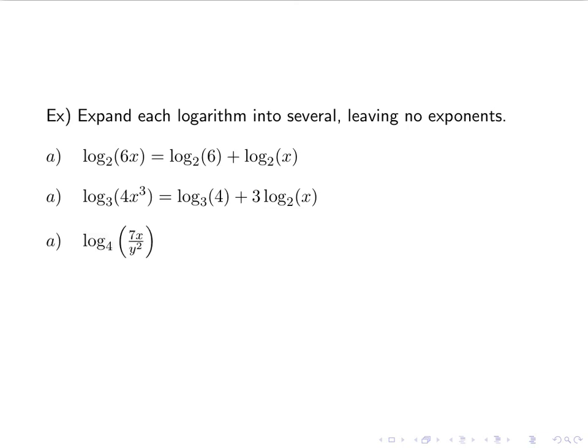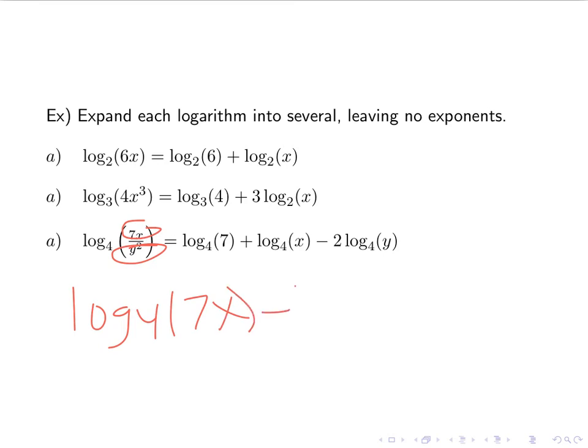Log base 4 of 7x over y squared. So again, I've got multiplication with the 7x, I've got division with the 7x divided by y squared, and I've got a power. So I've got all three operations in here. And again, you just have to be careful that you're separating them at the correct times. So what I do first is I'm going to separate the 7x from the y squared. So again, I'm doing order of operations backwards. So I'm going to do log base 4 of 7x minus log base 4 of y squared.